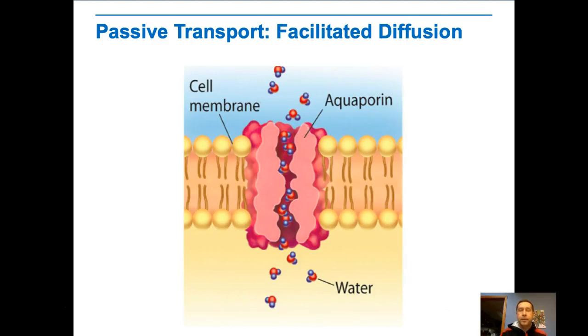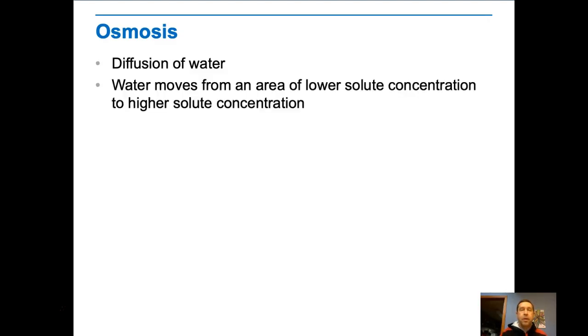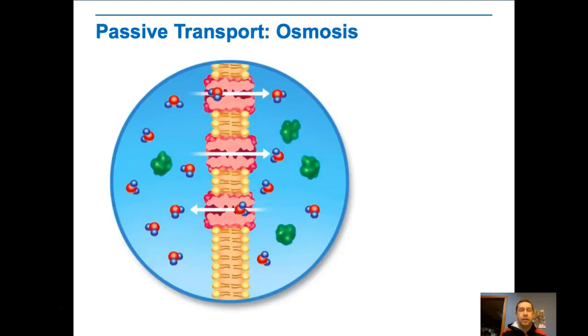Facilitated diffusion requires some kind of transport protein. In this case, the transport protein is for water, but there's transport proteins for lots of things that can't go through the cell membrane directly. Osmosis is diffusion of water. Water moves from an area of lower solute concentration to an area of higher solute concentration through water channel proteins called aquaporins. So here you can see the process.